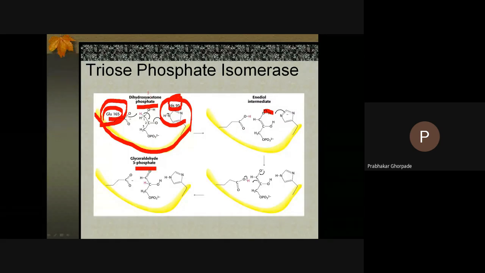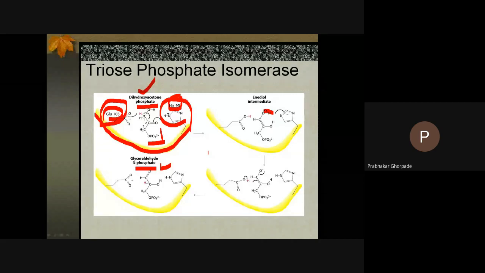But once our substrate is there, for example dihydroxyacetone phosphate, it gets attached to this active site. All the reaction in which dihydroxyacetone phosphate has to get converted into glyceraldehyde 3-phosphate occurs at the active site. So that is the meaning of enzyme facility.